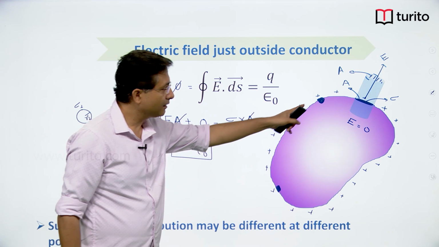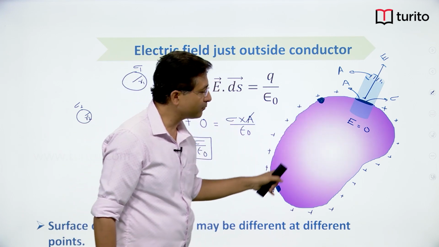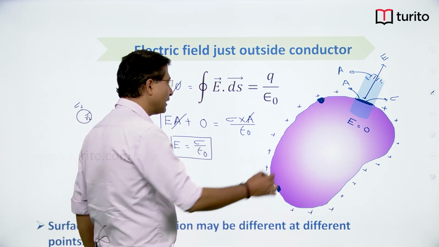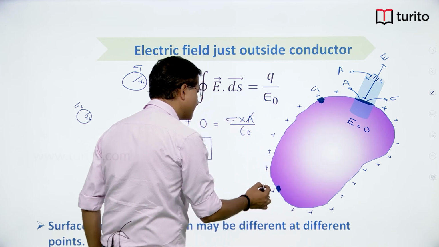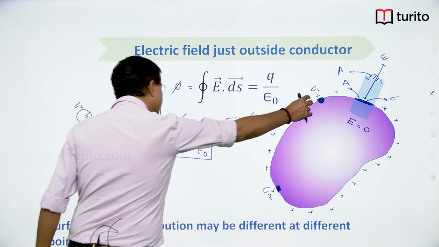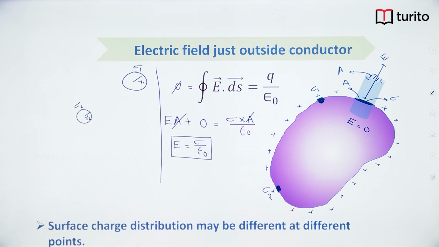As we already proved that inside everywhere the field is 0, the potential here and potential here must match. So, the local surface charge density here I am considering say sigma 1 and the local surface charge density here I am considering sigma 2. So, this I am drawing here and this I am drawing here. I hope the diagram is clear.